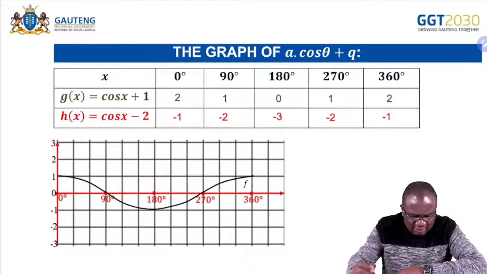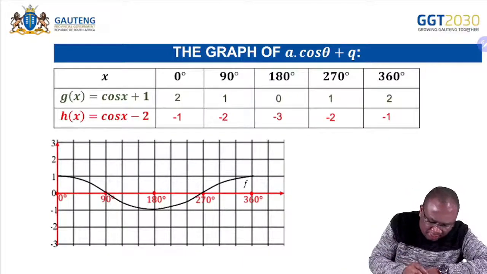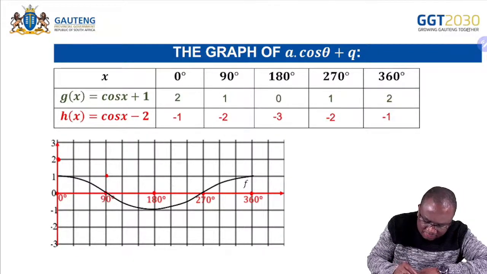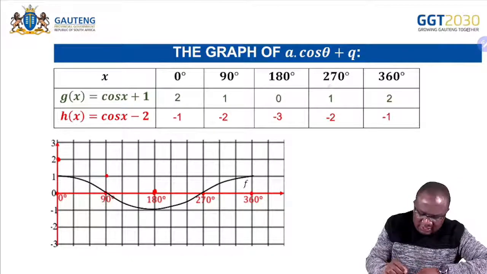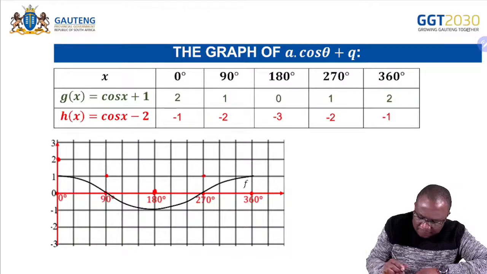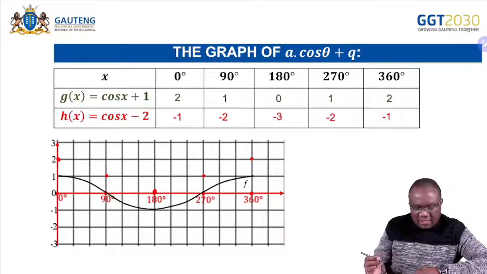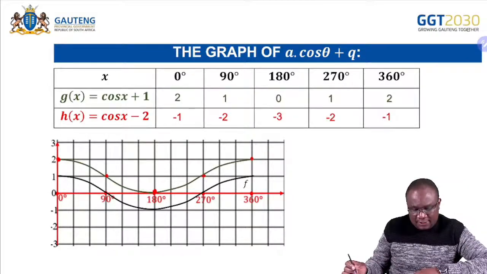Right, now this is g of x. 0 and 2, it will be here. 90 degrees and 1, it should be here. 180 and 0, it should be here on the x-axis. 270 and 1, it should be there. Then 360 and 2, it should be there. And then that is the graph of g of x. Okay, where is it?